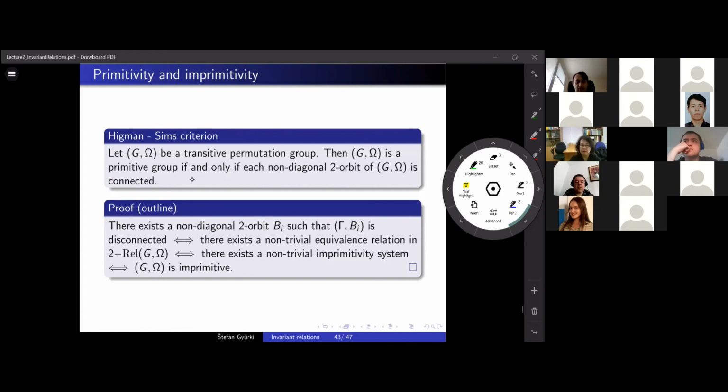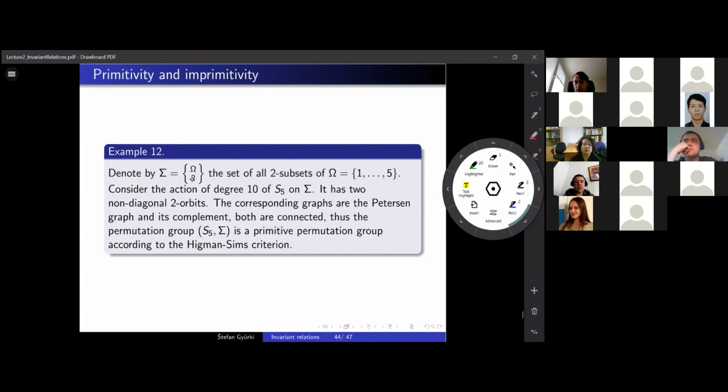Now I have just the outline of the proof. One has to see that if there is a non-diagonal 2-orbit such that the graph is disconnected, then you can define a non-trivial equivalence relation on the set omega precisely in the way that those points which form connected components will be the parts of the relation, and this partition forms a non-trivial imprimitivity system, so the group G is imprimitive.